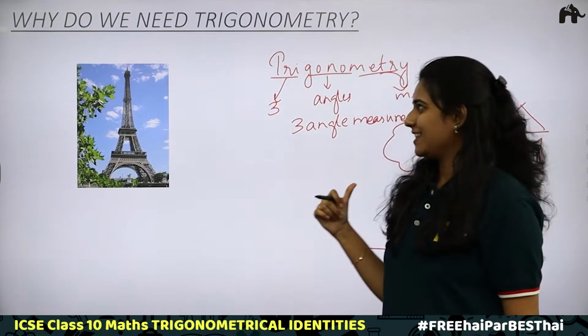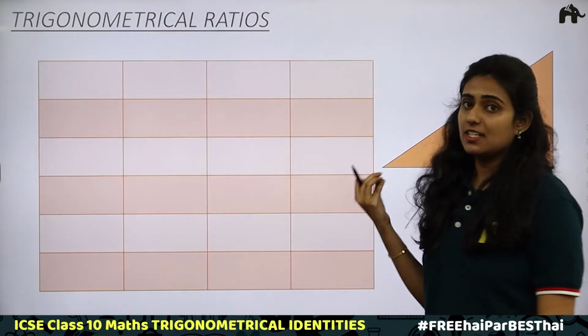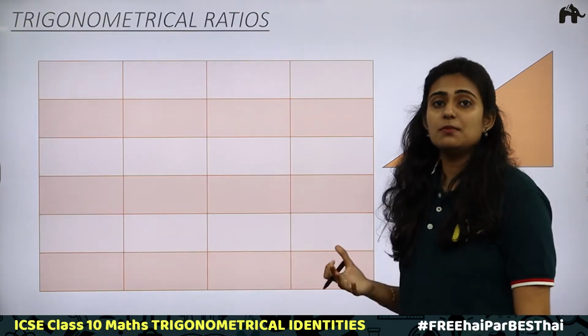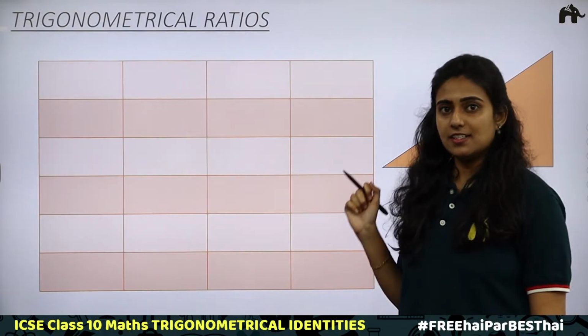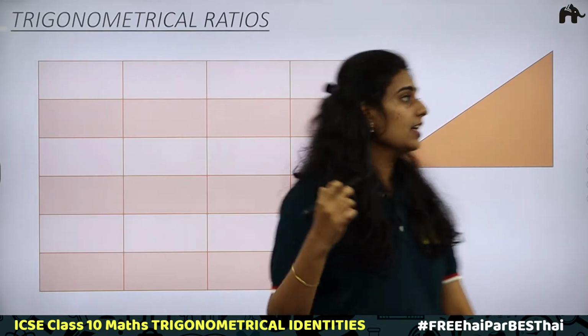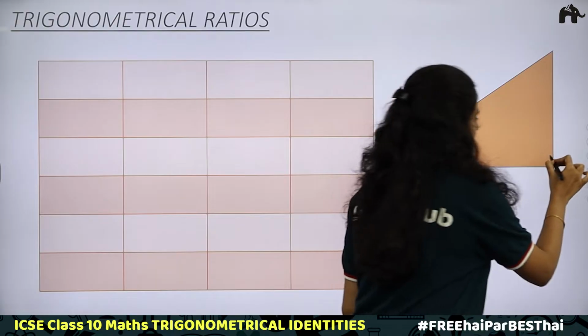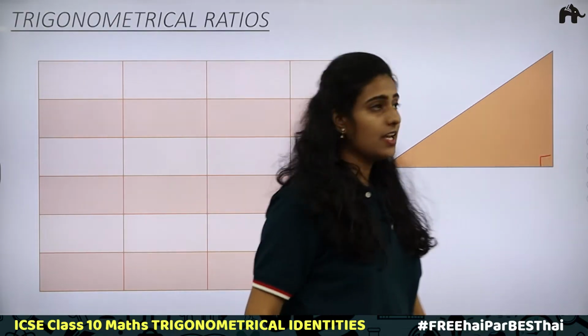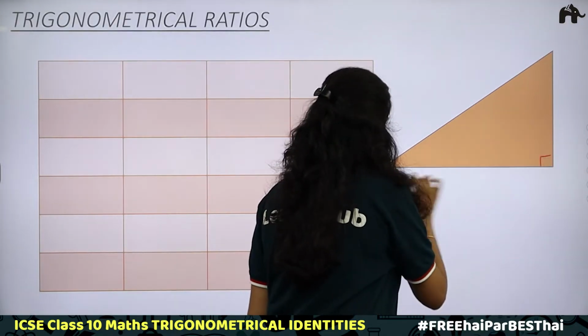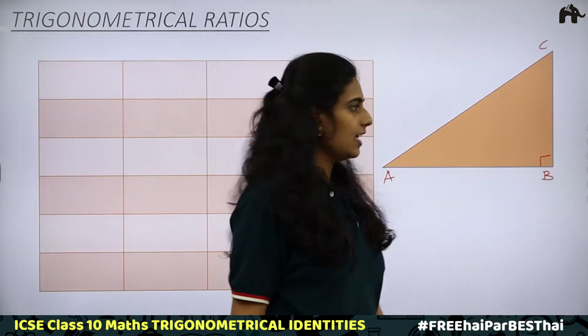Let's see how. What are trigonometrical ratios? We need to understand the relation between the sides and angles of a triangle. And these relations we call the trigonometrical ratio. Here consider a right triangle. We have a right triangle which has a right angle here. I am calling this triangle ABC. This is my triangle ABC.